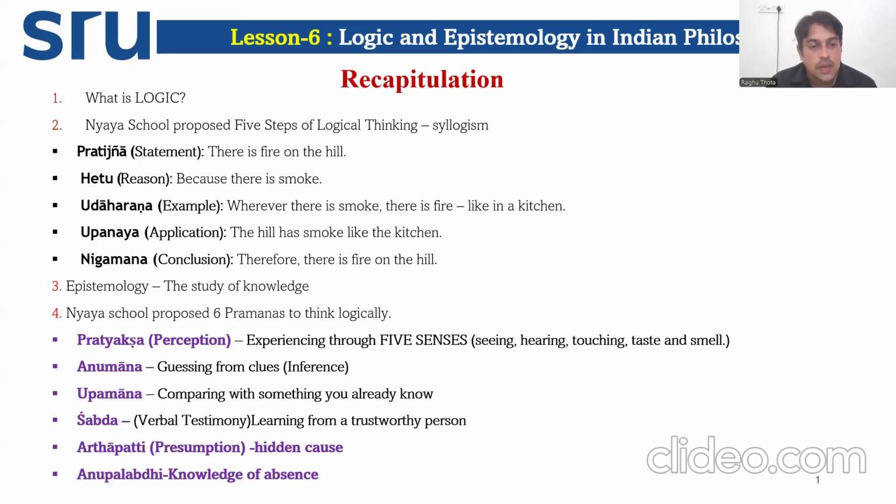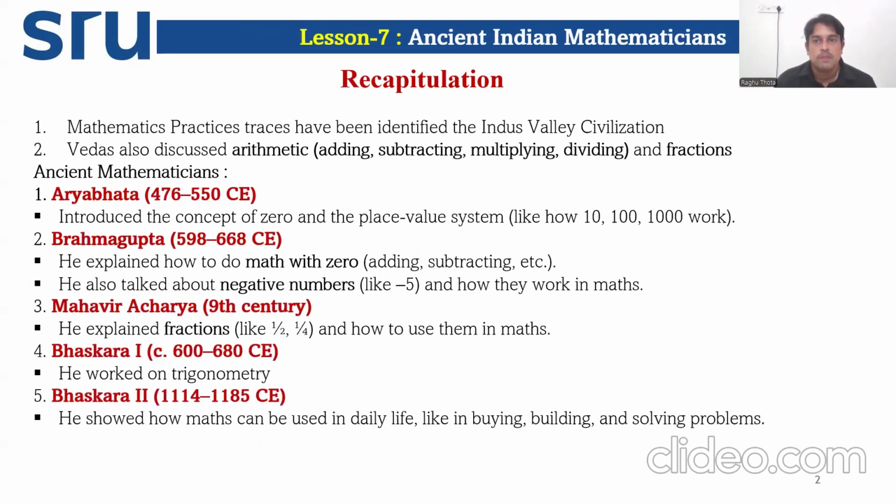And the next one, Anupalabdhi, is nothing but knowledge of absence. I have already mentioned it in the previous video also. For example, you would like to meet your teacher. You went to the staff room, but the things of the teacher are not there on the table. Then you can come to the conclusion, based on the absence of the objects on the table, that the teacher may be on leave. So, coming to a conclusion based on the absence of something. These are all the basic concepts of lesson number 6, which we have already discussed, that is, logic and epistemology in Indian philosophy.